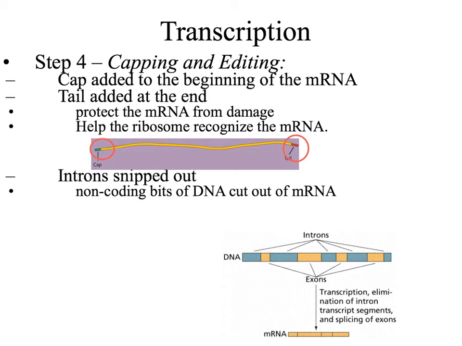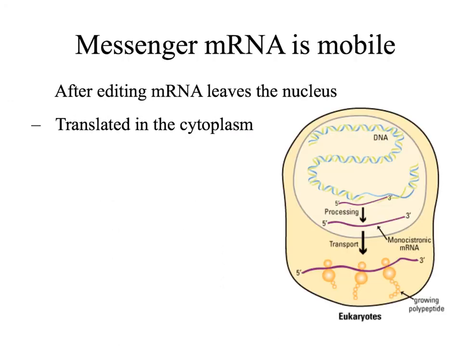During editing, the introns, the junk inside of our gene, will be cut out and the exons, the expressed portions of the gene, will be glued together. At the end of capping and editing, we now have a modified mRNA molecule that is ready to leave the nucleus and go to the cytoplasm for translation.